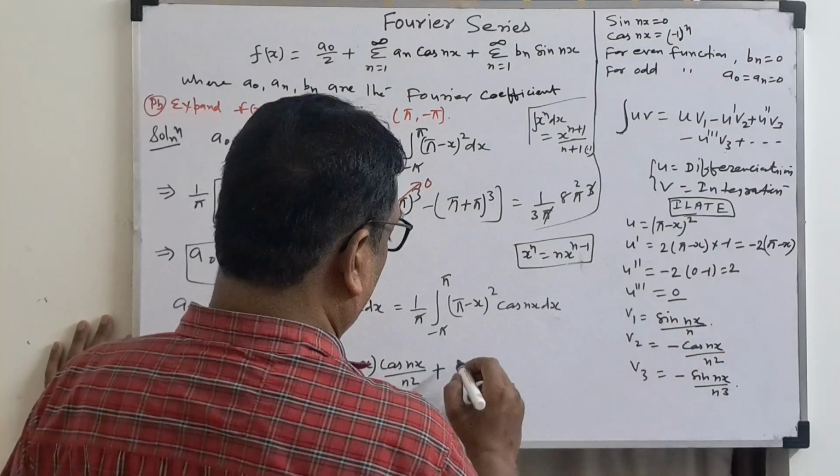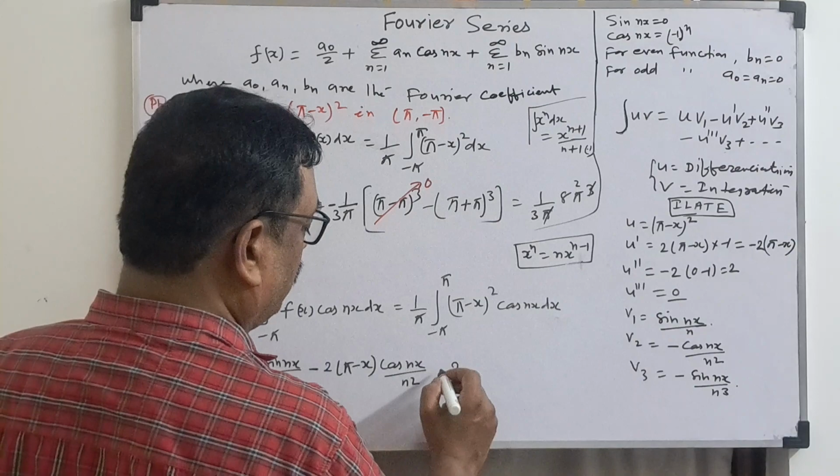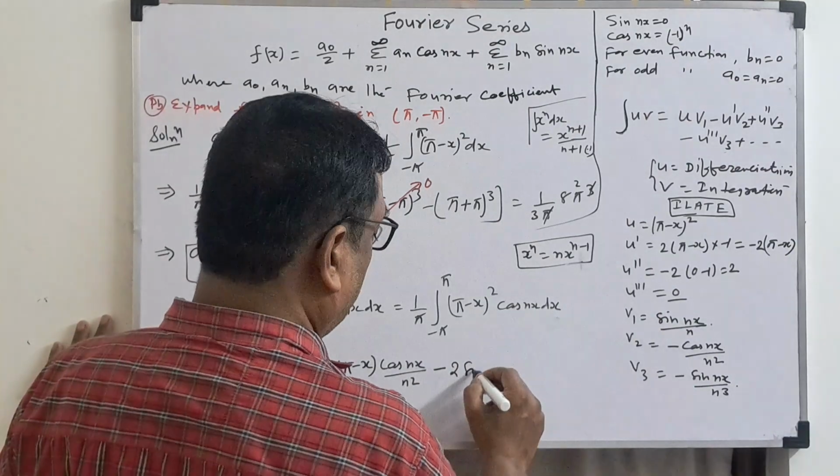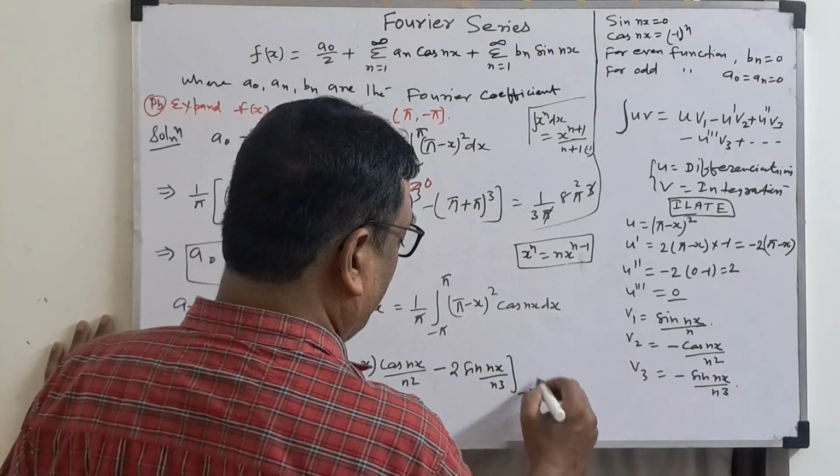u double dash is 2, u triple dash is negative. So what will come for this one? This will come negative sine nx by n cube, applying the limit minus pi to pi.